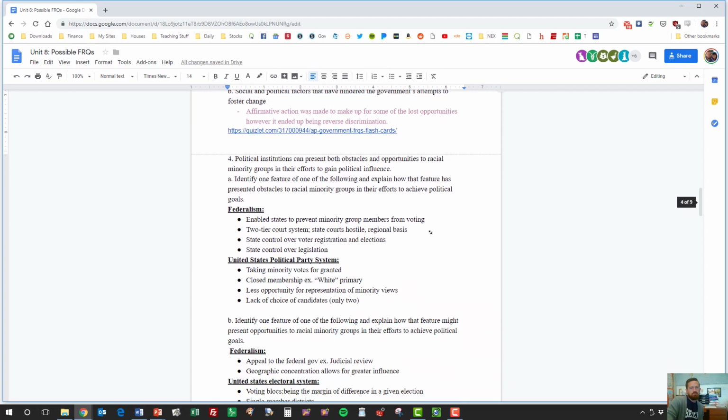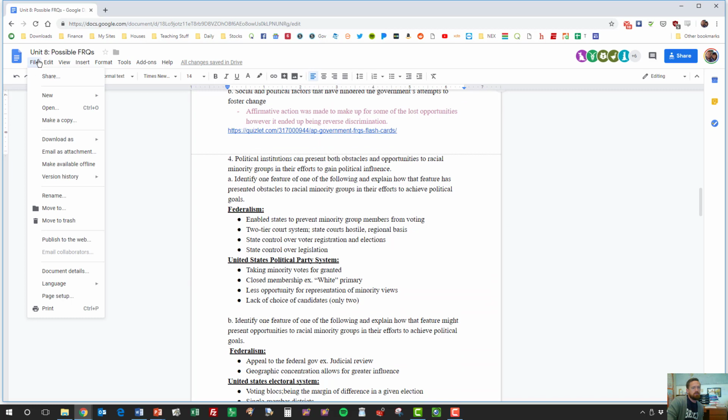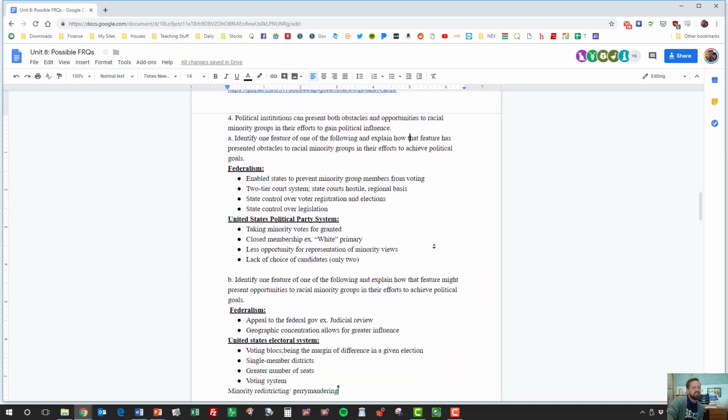That's smart. Yeah, you can go to File and sign in, make a copy. That works too. Although anything I change, you're not going to get. Yes, you could.